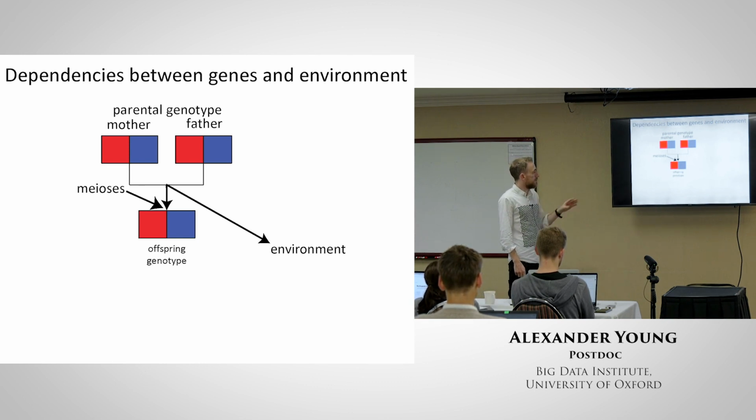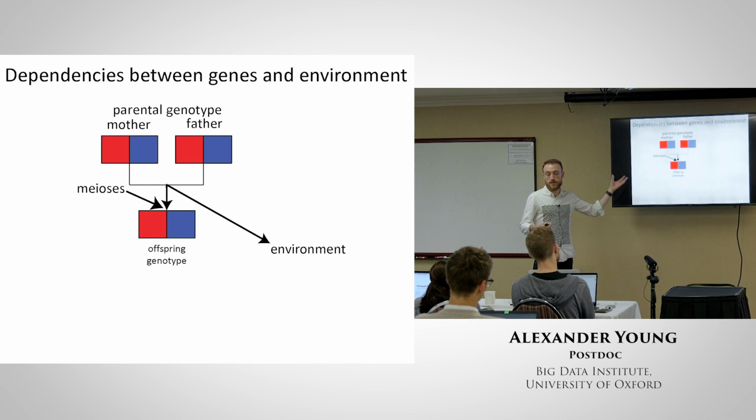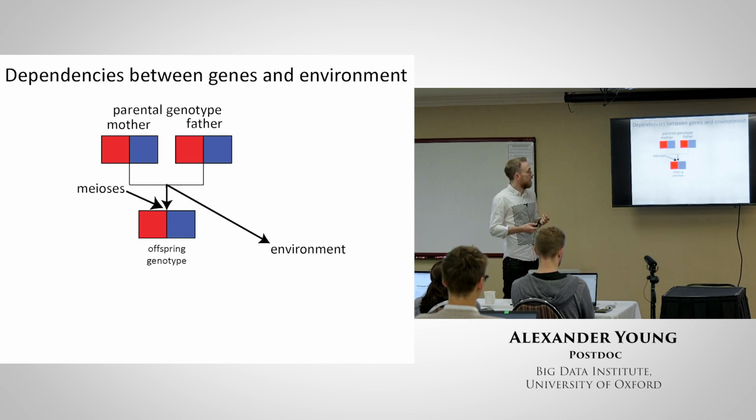So this is a directed acyclic graph showing the determination of offspring genotype. So you're showing the causal influences. The offspring genotype is determined by the parental genotype, and then the random segregations that happen in the parents during meiosis, the production of sperm and eggs. So you inherit randomly the red or the blue allele from your mother, and the red or the blue allele from your father.